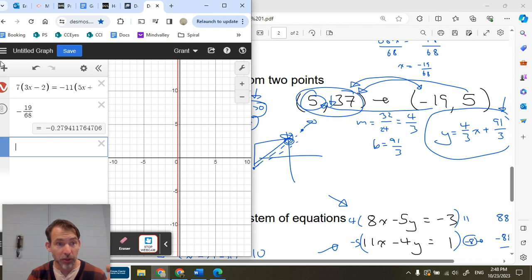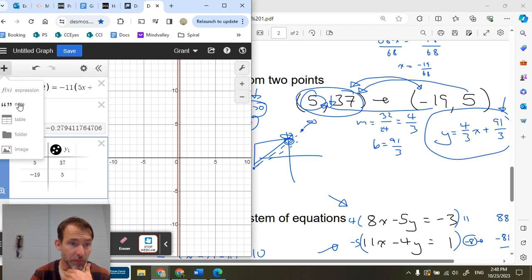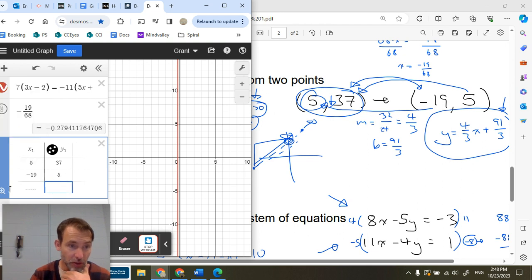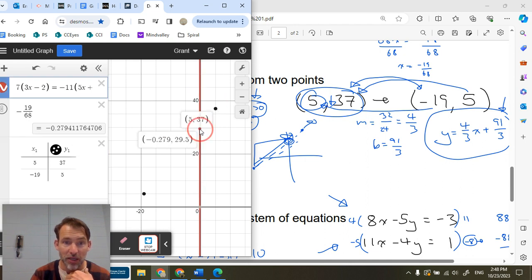Another way you can put in your points rather than doing that is you can put them in a table, and you can go 5, 37, and then negative 19, 5. We insert a table in Desmos with this button. You can actually insert a variety of different items. Tables are very useful. Another thing that's useful here is I can click the zoom fit button and see both points. And then I can just visually say, yeah, I thought that this B value was right around 30 and a bit.